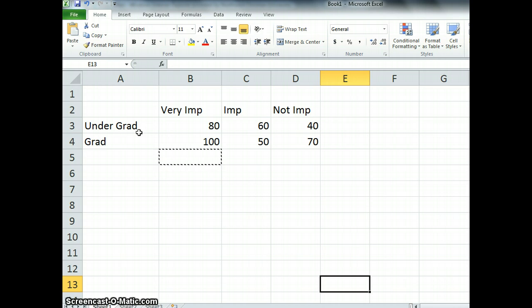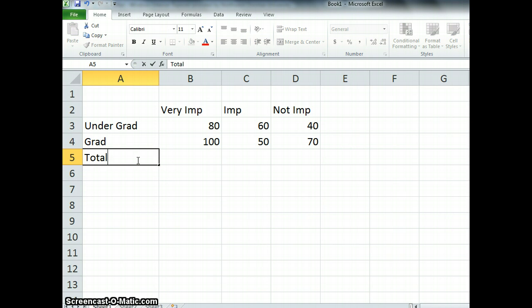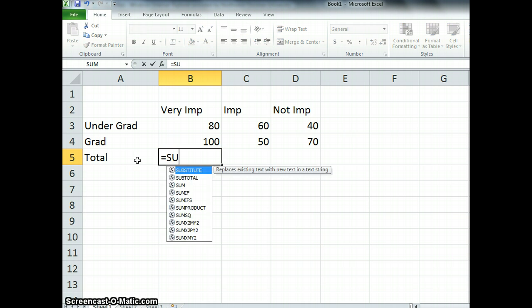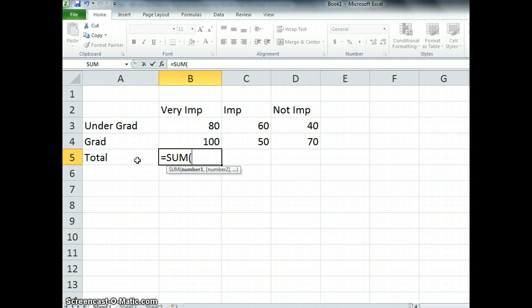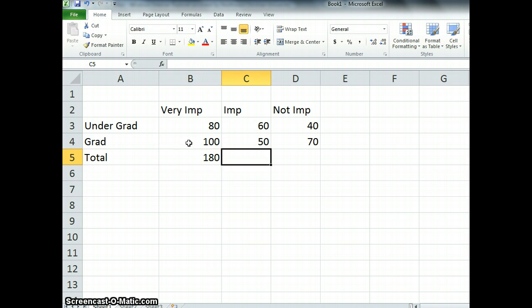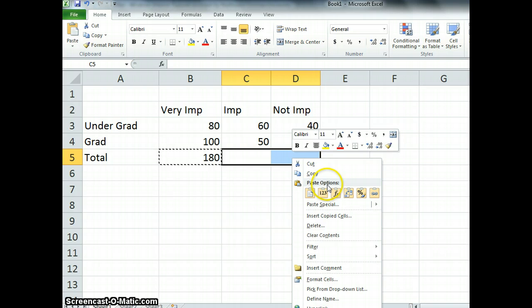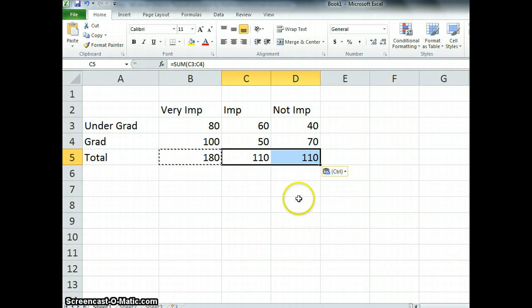And before we go any further, we're going to want to get the totals for each of these. So I'm going to make a total row here. And then here I just need to add up the people who said that it was very important. So there's the 100 plus the 80 here, and then I can go back to here and copy that, drag it over here, paste that as a function. Great, and that creates my column totals right there.